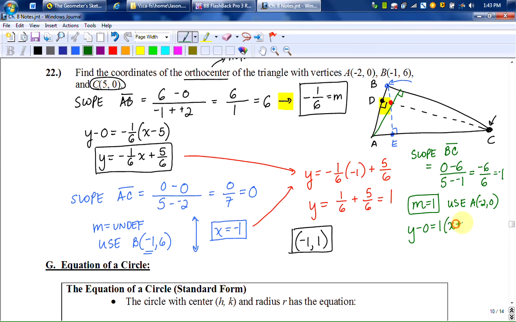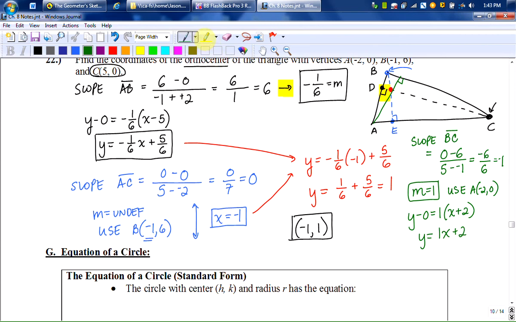x minus x1. I'm going to write this in y equals mx plus b form. And then what I'm going to do is just check if this is a point which is on the line. Is this a solution to this linear function? And it is. So all that extra work, but now I'm certain where the orthocenter is, which is where all the altitudes for this triangle intersect.